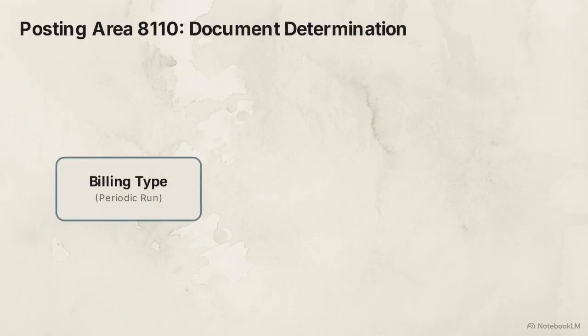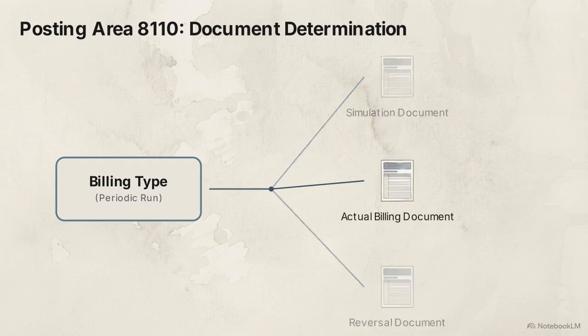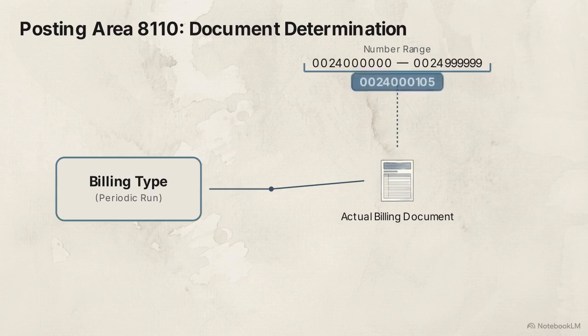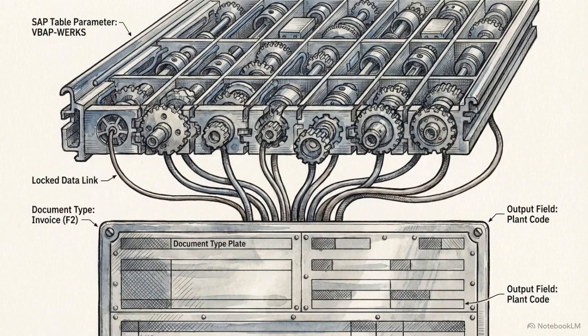Within Posting Area 8110, the billing type acts as the trigger mechanism to automatically execute this document determination. Once the exact document type is derived, the database retrieves the exact sequence ID from its associated number range. By dictating the document type determination, the billing type indirectly controls the core identity of the final financial document.